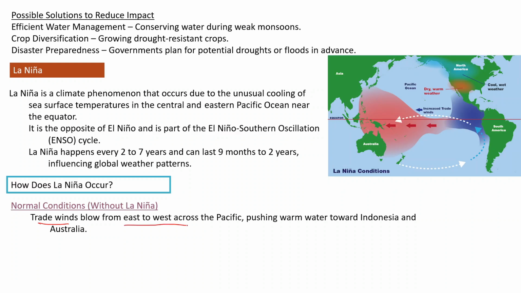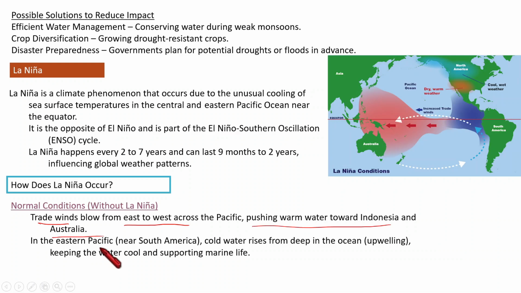Now we are talking about the normal situation, just telling the normal behavior of the trade winds. They blow from east to west, pushing warm water towards Indonesia and Australia. And in the eastern Pacific region, cold water rises from the deep ocean, upwelling. It's normal. We know that, as we have already seen in the time of El Nino. That upwelling supports marine life.